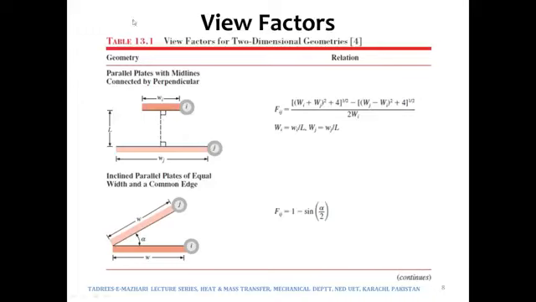Now in this table 13-1 of our book, we are given several geometries and then we are given the relations for Fij, where this is surface i and this is surface j. So there aren't only two geometries, rather it is a long list. So you can take a look over there.